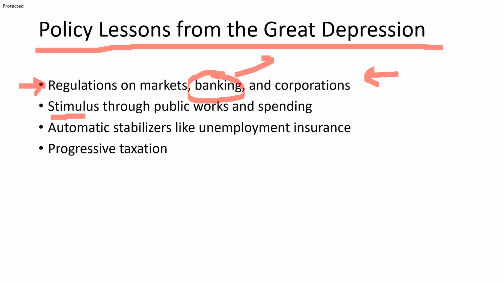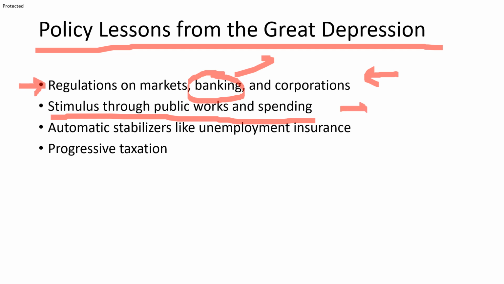The second issue is the stimulus through public works and spending, and that's the expansionary fiscal policy. The success of New Deal programs revealed the importance of government-led stimulus in combating economic downturns. Public works and increased government spending can provide immediate relief by creating jobs and injecting money into the economy, and thus stimulating demand and economic growth.